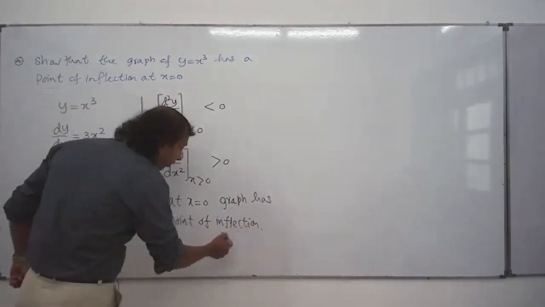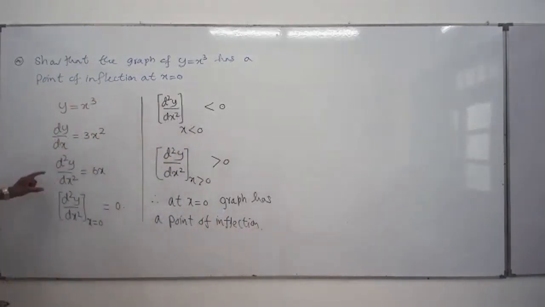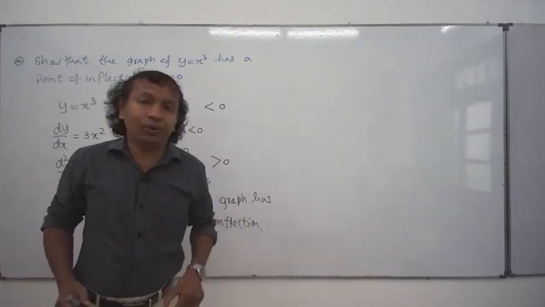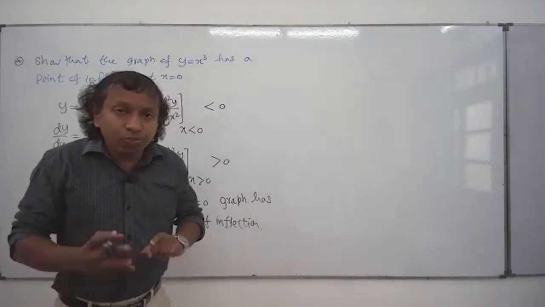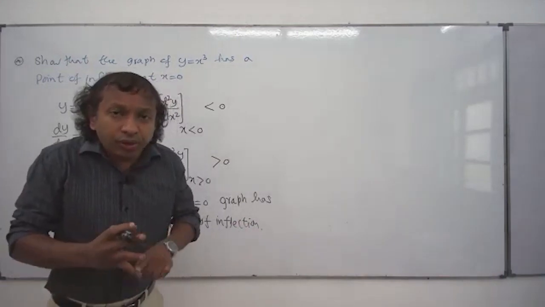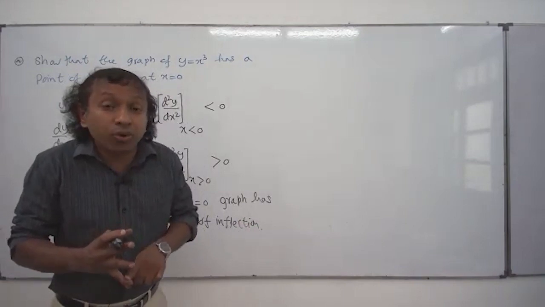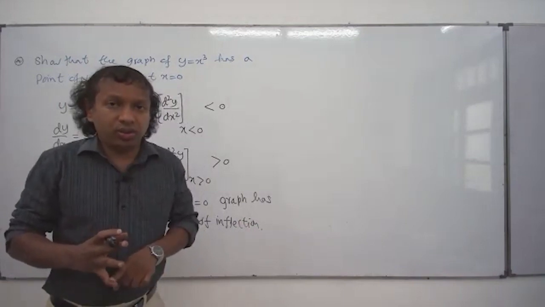And people, for this point of inflection, you can see first derivative dy by dx at x equals 0: put 0 here, 3 into 0 is 0. Dy by dx is 0. At x equals 0, dy by dx is also 0. So this time, this point of inflection is not just a point of inflection, but what? A stationary point also. Understand?